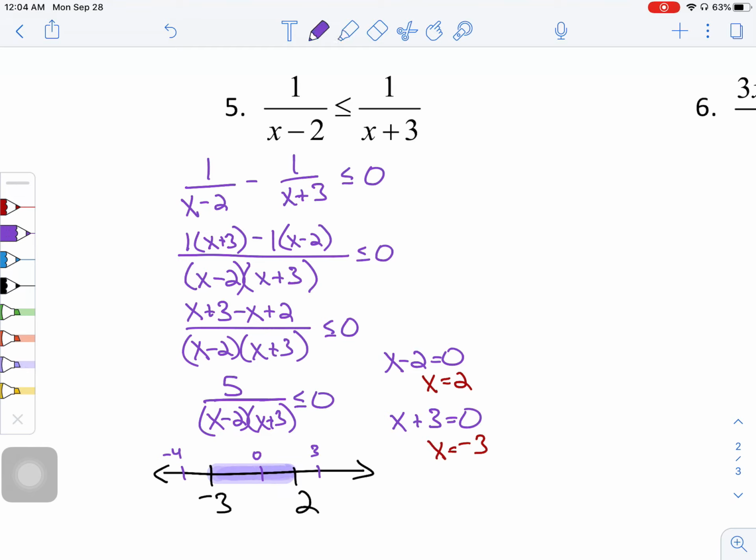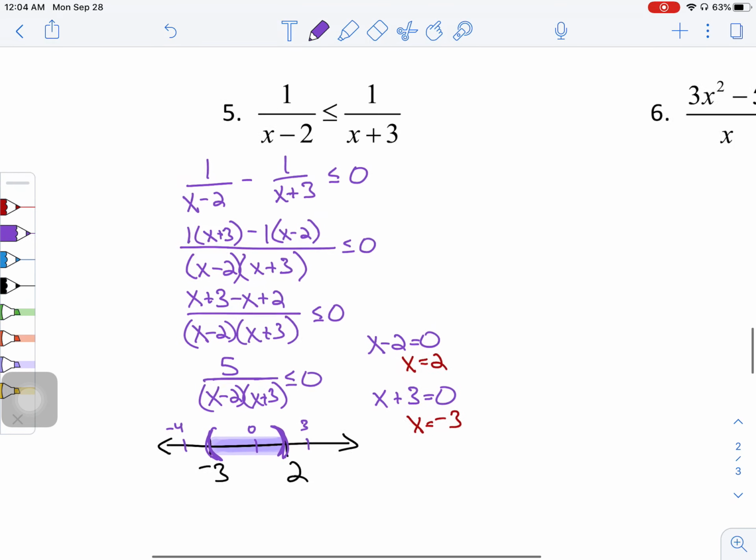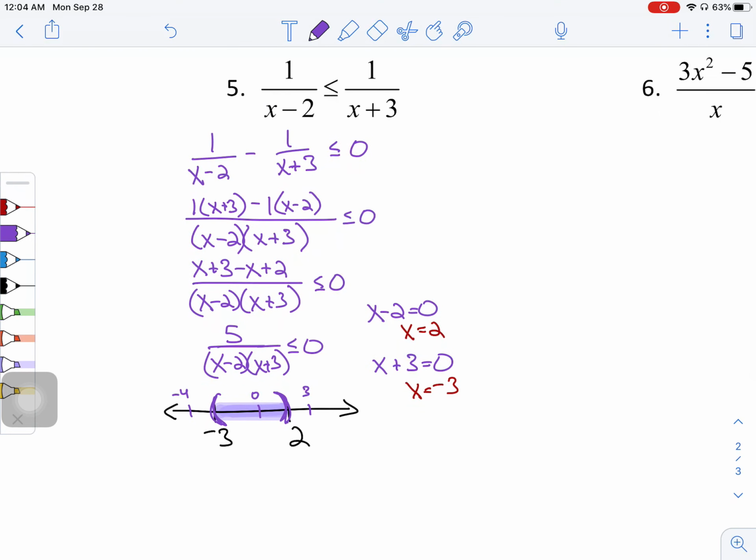And that also, we want to look for parentheses or brackets, but here's the thing. Both of these critical values came from the denominator, so it doesn't matter that this inequality has an equal to component, because both critical values are from the denominator, we're going to have to use parentheses on both. That numerator didn't give us any critical values, so we don't even have to worry about it. So -3 to 2, and that is the interval that is true.